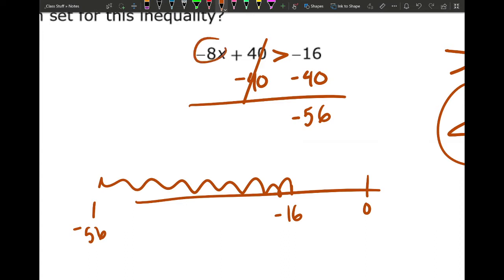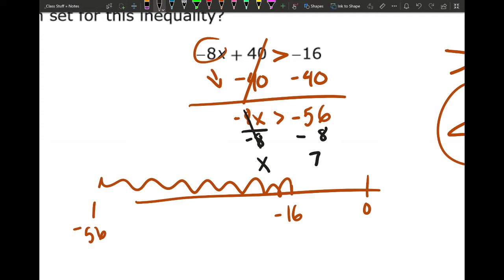Now this just comes down, so you have negative 8x, and this is still like that. My next step is to divide by that negative 8. What I do to one side, I do to the other side. So this will just become 1x, and 56 divided by 8, that's going to be what?